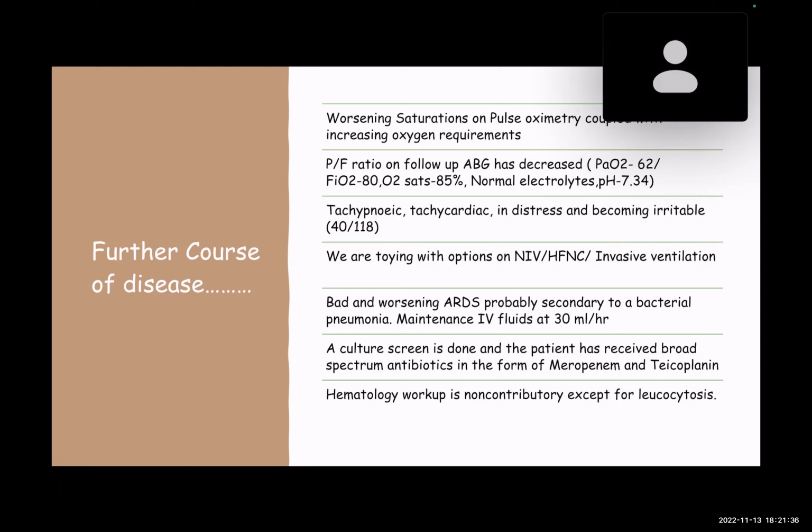He was started on maintenance IV fluid at 30 ml per hour. It was considered a case of bad and worsening ARDS, probably secondary to bacterial pneumonia.